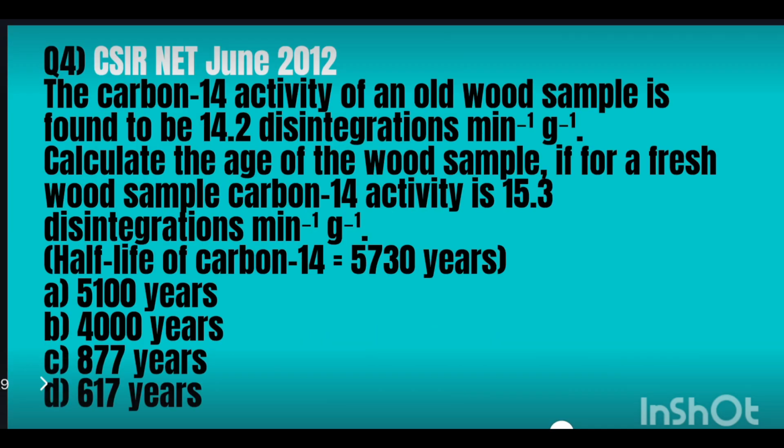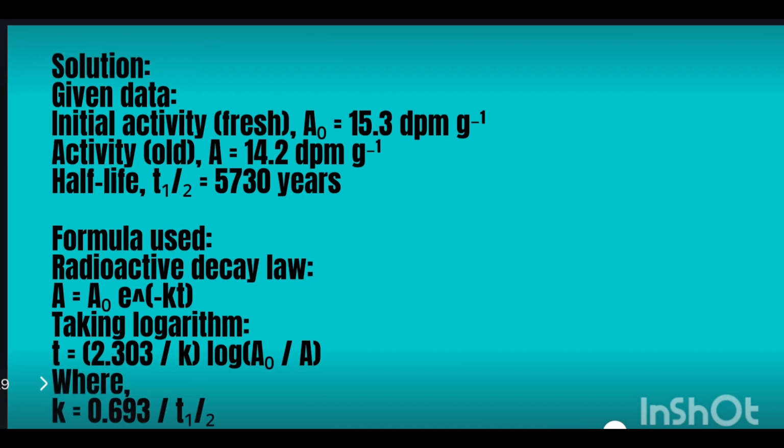Now let's move to the fourth question. This was asked in June 2012. The carbon 14 activity of an old wood sample is found to be 14.2 disintegrations per minute per gram. Calculate the age of the wood sample, if for a fresh wood sample, carbon 14 activity is 15.3 disintegrations per minute per gram. The half-life of carbon 14 is equal to 5730 years. Here 4 options are given. We'll see the solution step by step.